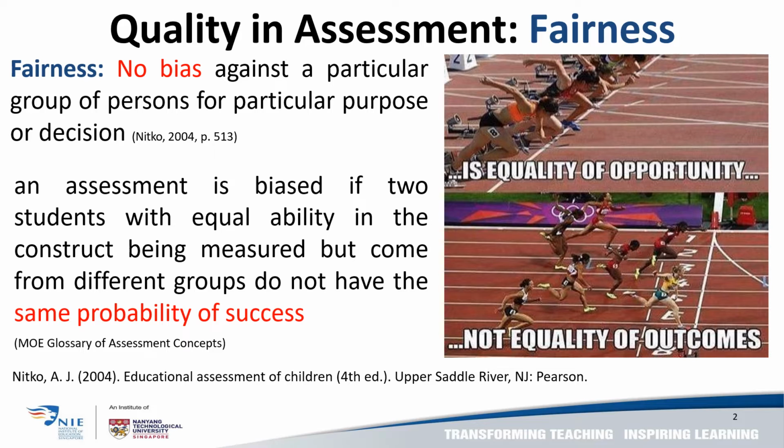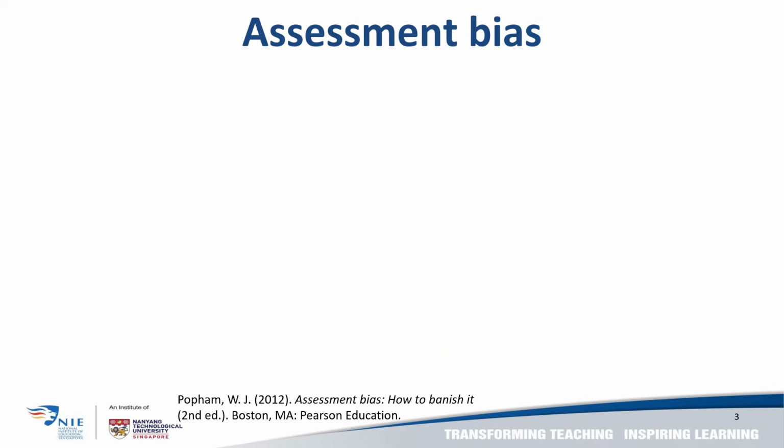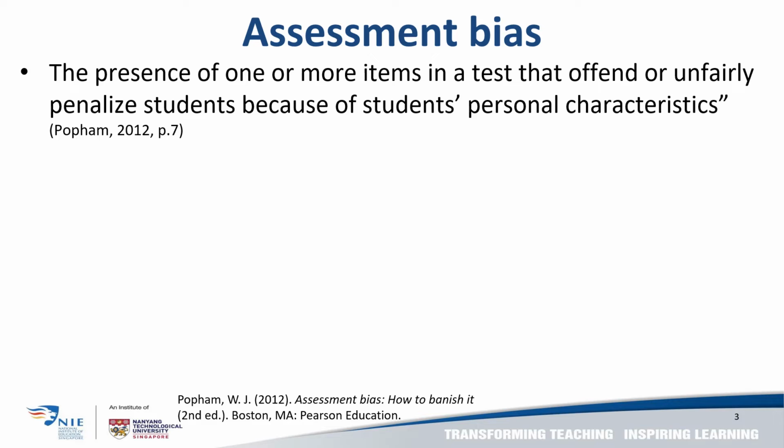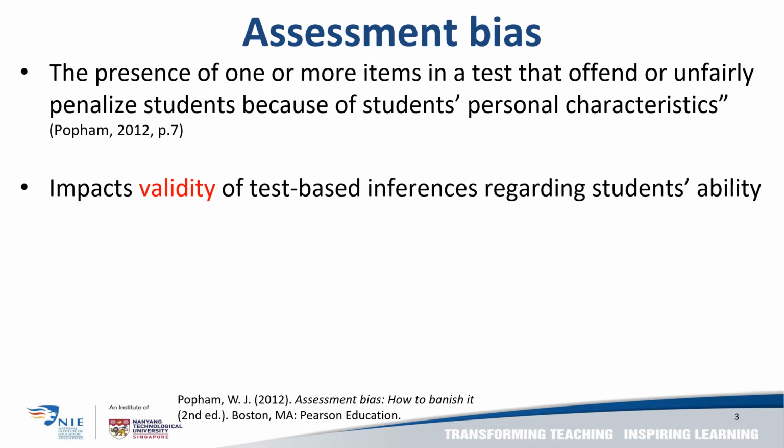So assessment is said to be biased if two students with equal ability in the construct being measured, let's say English writing, but because they come from different groups, for example, different SES background, do not have the same probability of success. So assessment bias is defined as the presence of one or more items in a test that offend or unfairly penalize students because of their personal characteristics. And this impacts validity of any inference we can make regarding the student's ability based on the test.